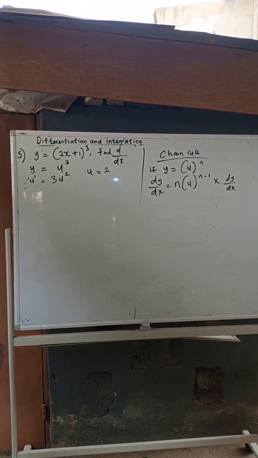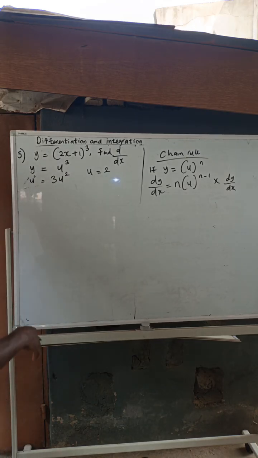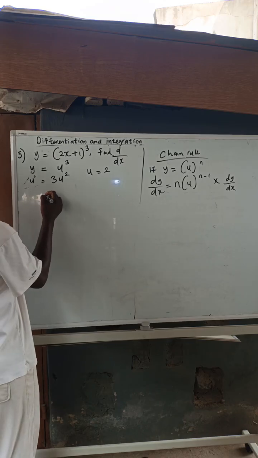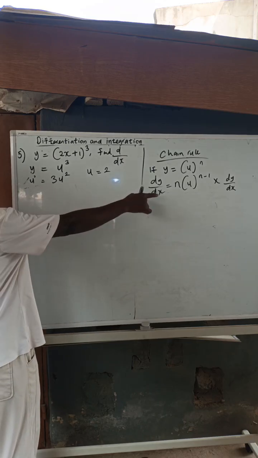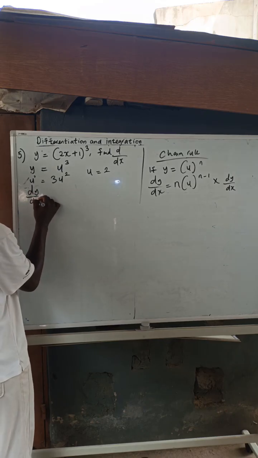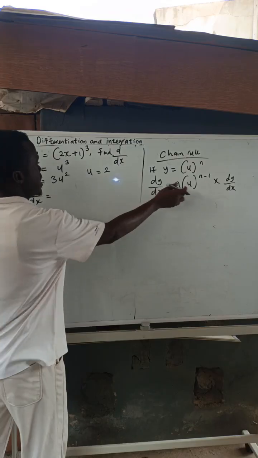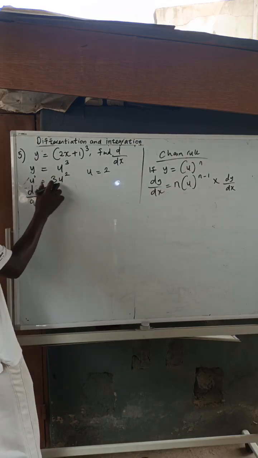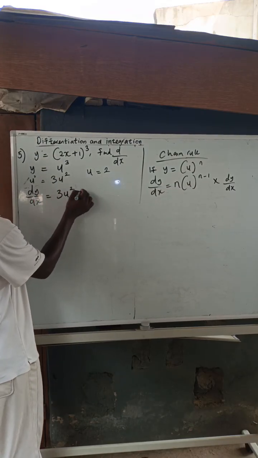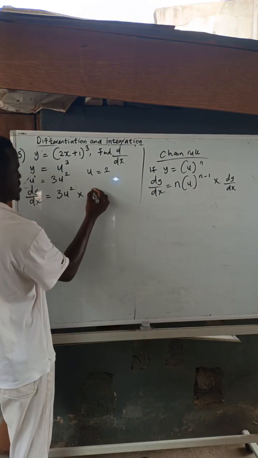So I need to multiply this and this together. Since I've differentiated it, I need to multiply this and this together. So I can now say 3u squared, if I'm going to use that formula. I've differentiated this one already to be 3u squared, multiplied by my du/dx, which is 2.